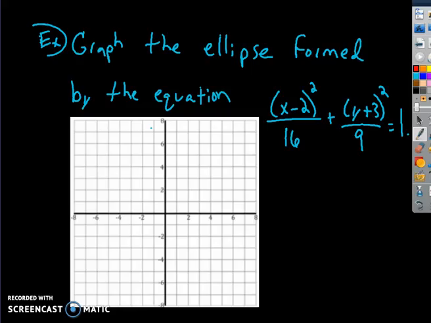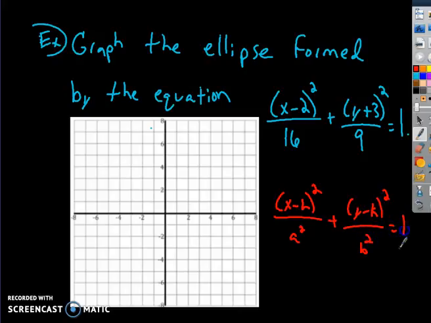The example says graph the ellipse formed by the equation here. If you're looking at the general form for an ellipse, h is always with x, k is always with y. So this is in the form (x − h)² over a² plus (y − k)² over b² equals 1. And I know that a is beneath x because 16 is bigger than 9. And I know it's a football-shaped graph.